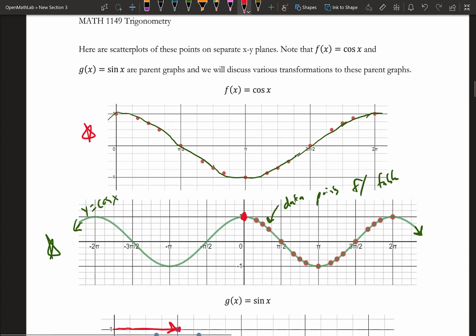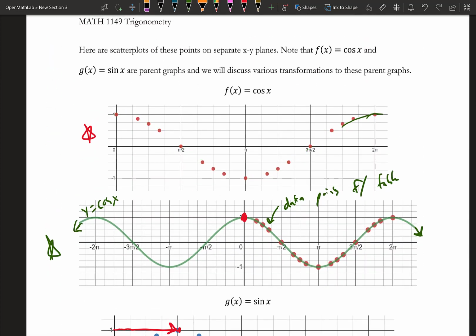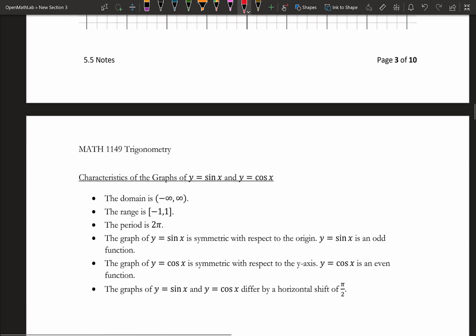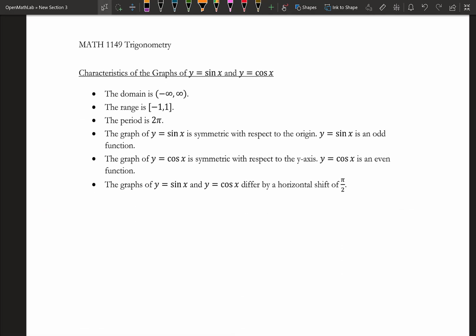Where if you look at cosine, so let me get rid of this drawing here. If you look at cosine, it's symmetrical about the y-axis. If I fold it on the y-axis, it'll be symmetrical. So this is an even function. So sine is odd, cosine is even. We already knew that sine was odd and cosine was even, but now looking at the graphs, it just solidifies that.